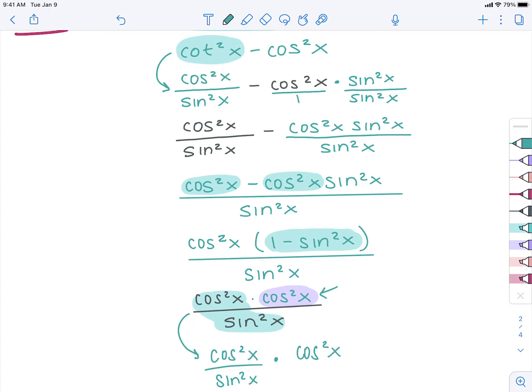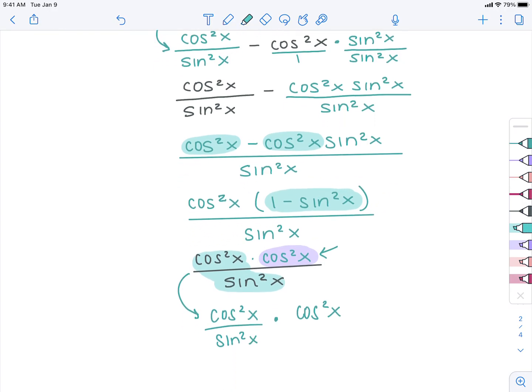I'm separating it on purpose because now all I have to do is change my fraction back to be cotangent squared x and bring down my cosine squared x, and now I have my answer that I was looking for. I've now shown in every step how to get the answer to this problem. Because remember, they gave us the answer. They told us they wanted us to prove it. So basically, we're showing the steps to get the answer.